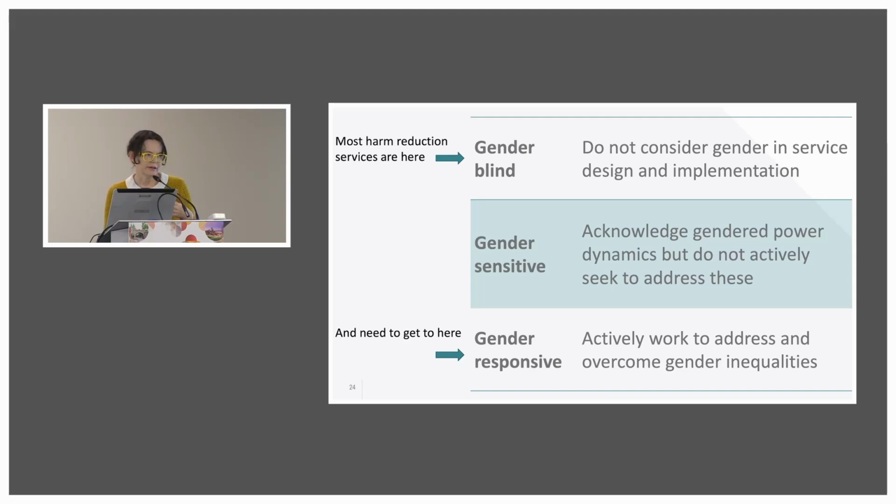So, for example, integrating sexual and reproductive health care is something that women often bring up when asked how harm reduction services could be more attractive to them or responding to their needs.